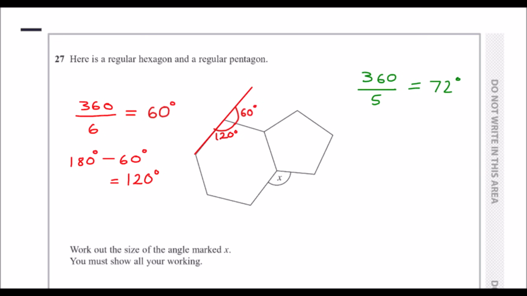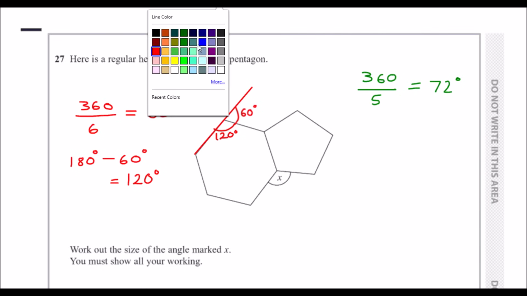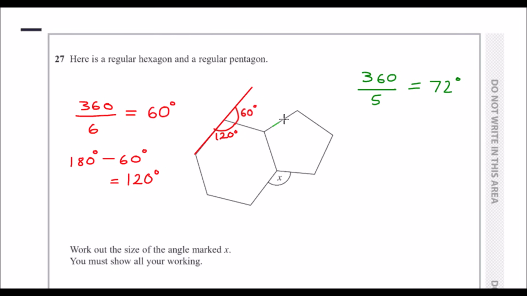So each exterior angle is 72 degrees. The interior angle will be 180 minus 72, which is 108 degrees. So we've got 2 ways of working this out. We could do angles around the point, because we've got 120, 108, and our x. So they all need to add up to 360.